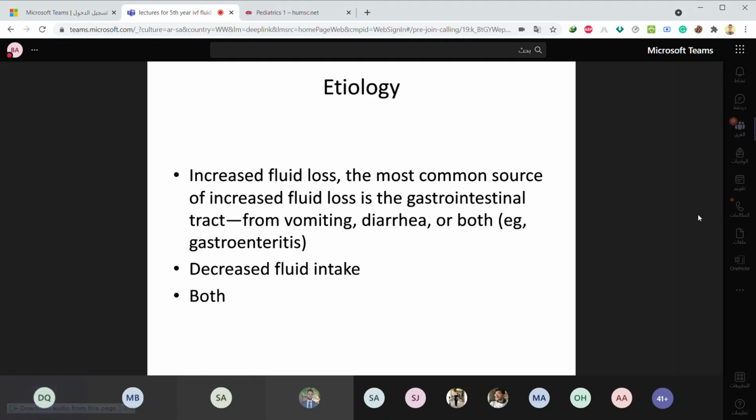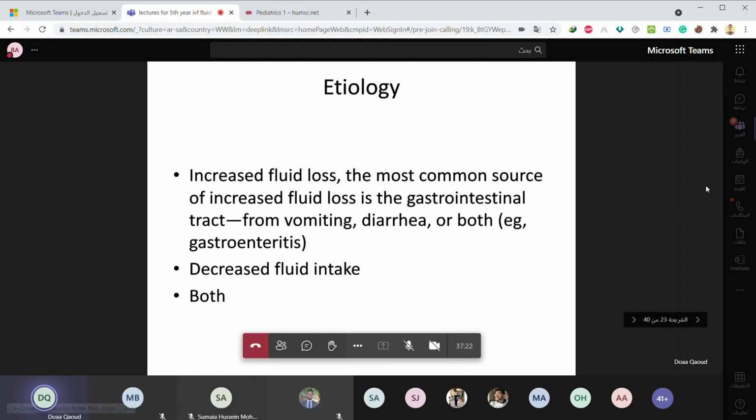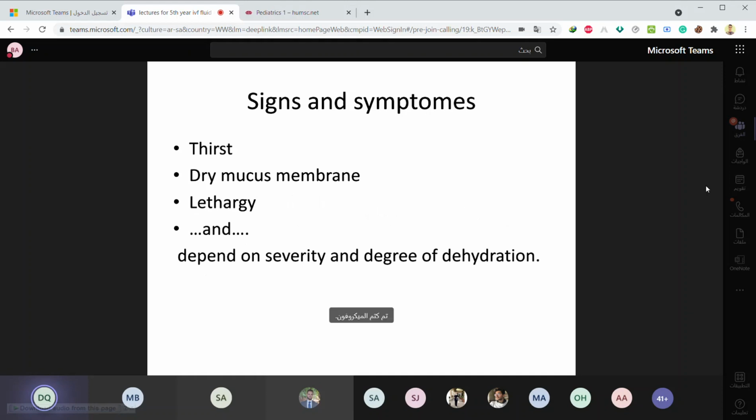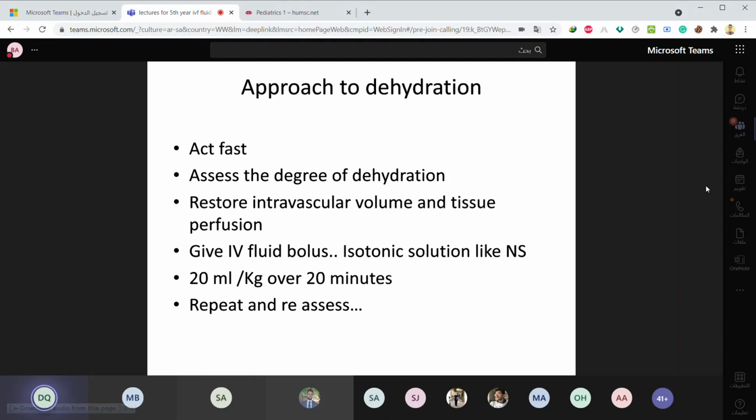So the etiology of dehydration is either increased fluid loss, where the most common source is the GI tract: vomiting, diarrhea, or both, as in gastroenteritis, which is the commonest cause of dehydration in the pediatric age group. Or decreased fluid intake, in certain patients who have a problem with oral intake, or both of these causes. Signs and symptoms, we discussed them, depend on the degree of dehydration.